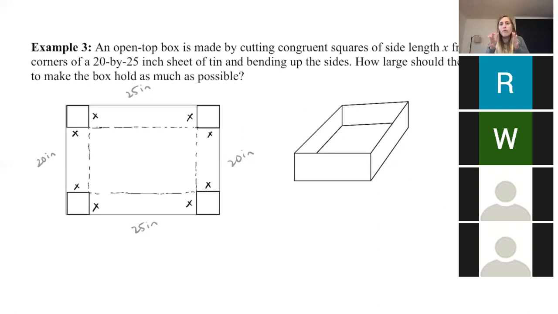And after we've folded up the sides, the height of our box will end up being x. But what would our length and our width of our box be? Does anyone have any ideas for what our length and our width might be?